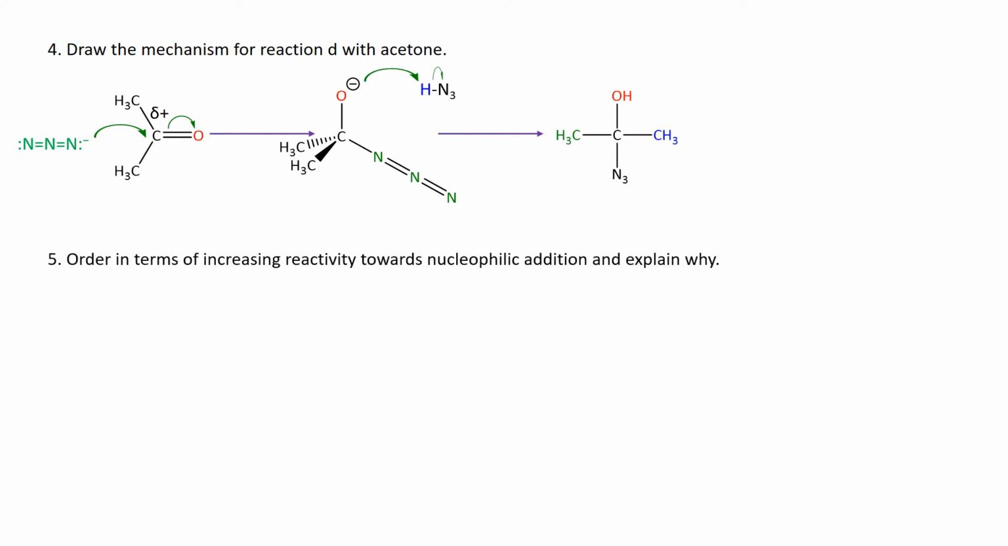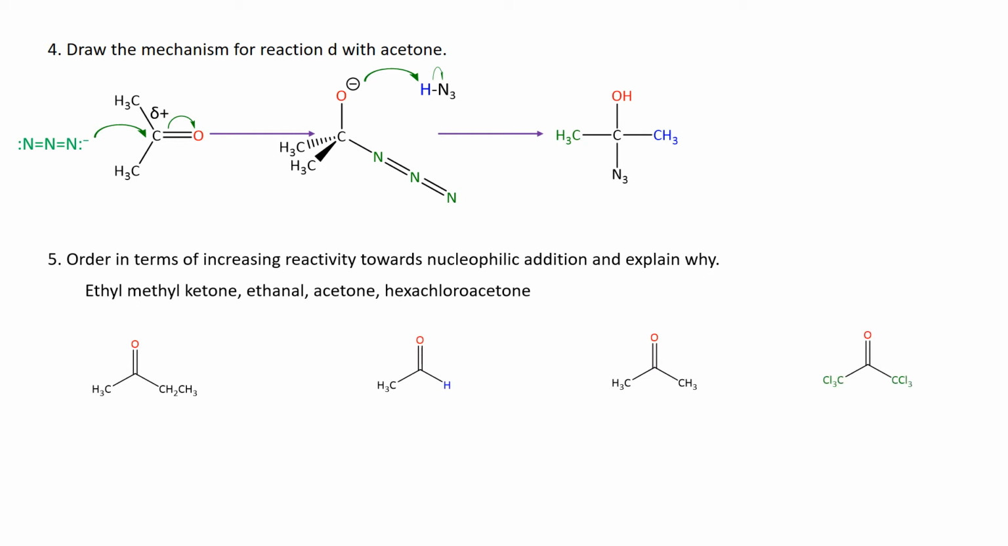Ordered in terms of increasing reactivity towards nucleophilic addition, explain why. So we've got all of these nice little compounds here: ethyl-methyl ketone, ethanol, acetone, hexachloroacetone. Well, first of all, aldehydes are always more reactive than ketones because there's less bulkiness around this carbon. So that means that the one aldehyde that we have here is almost certainly going to be the most reactive.